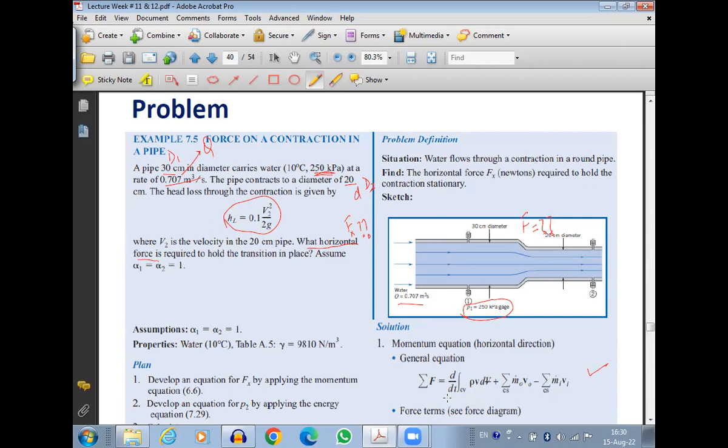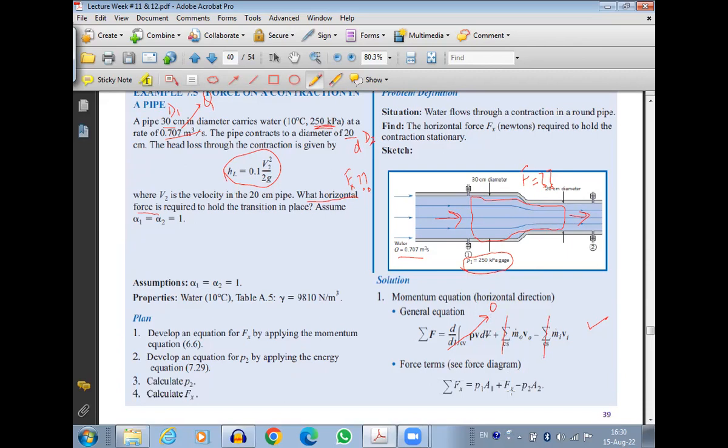This is the momentum accumulation term. But normally the momentum accumulation term will be 0, because the flow is considered steady and our control volume is fixed and the boundaries are not moving. So there is no momentum contained. Then plus we will have the momentum outflow minus the momentum inflow. If we consider this as our control volume, we have a single inflow and a single outflow, so the summation sign will be gone.